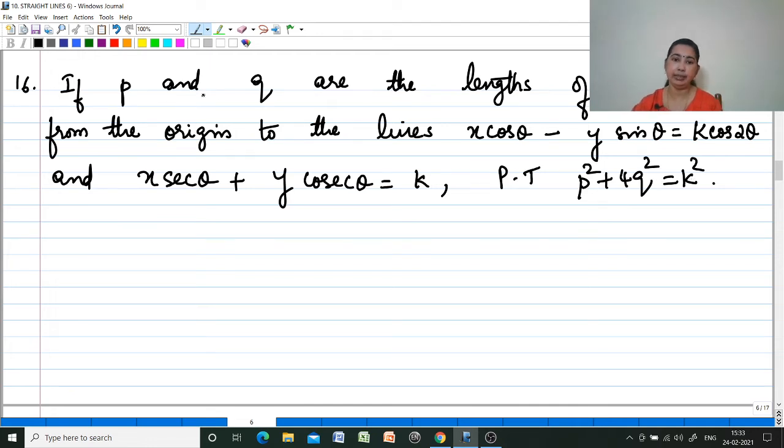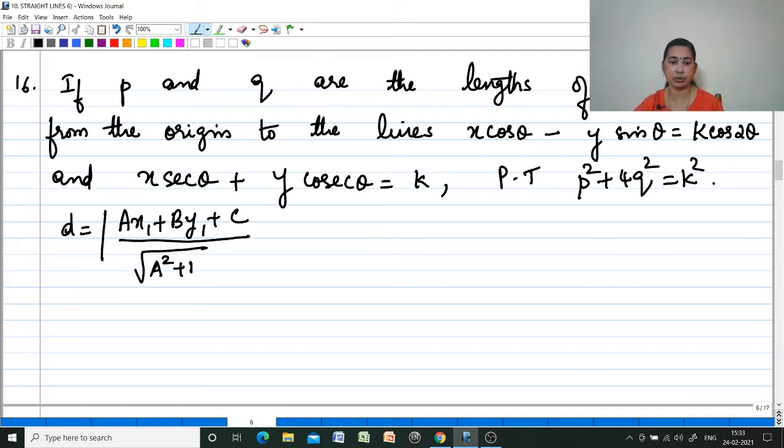So it is given that P and Q are the lengths of perpendiculars from the origin to the lines. In order to find the distance or length of the perpendicular from a point (x1, y1) to a line ax plus by plus c equal to 0, d is equal to modulus of ax1 plus by1 plus c divided by root of a square plus b square.